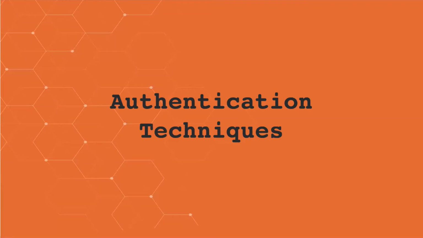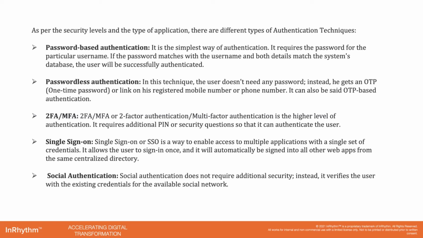Okay, since we have a better understanding of authentication and authorization, let's dive in and know about how they are implemented. Let's take a look at authentication techniques first. As per the security levels and the type of application, there are different types of authentication techniques. The first and the basic one is password-based authentication. It is the simplest way of authentication, which requires a password for a particular username. If the password matches the username and both details match in the system's database, the user will be successfully authenticated.